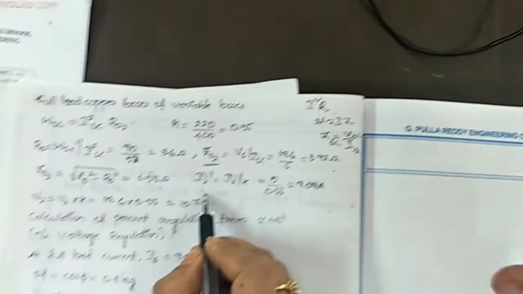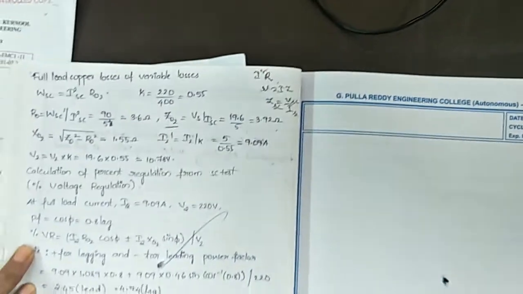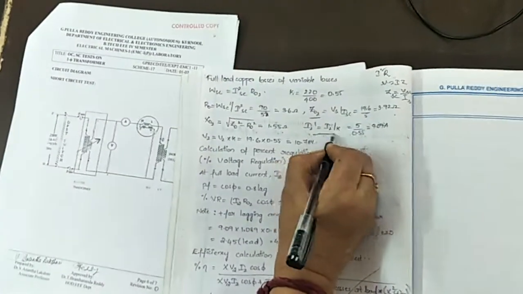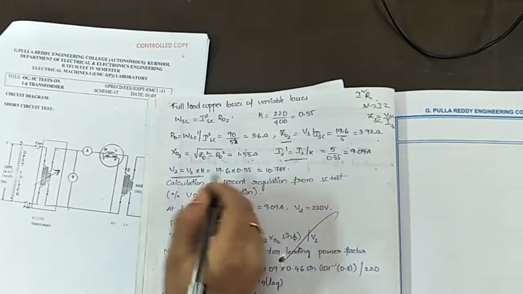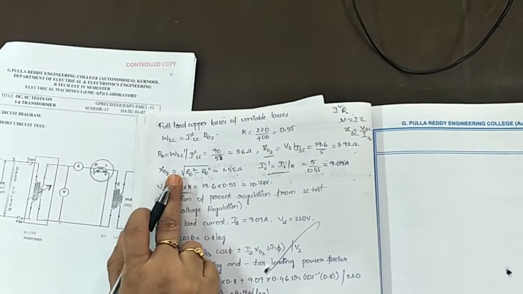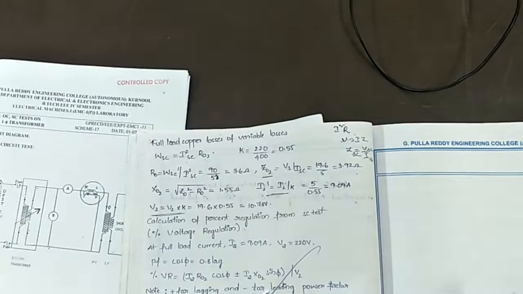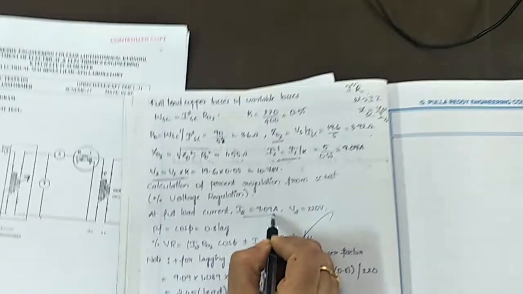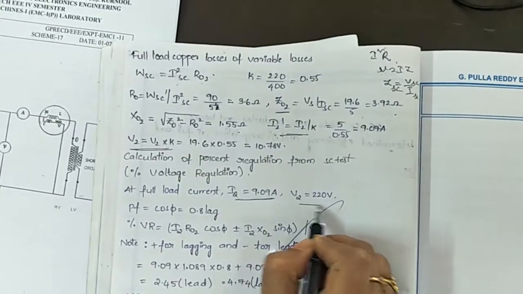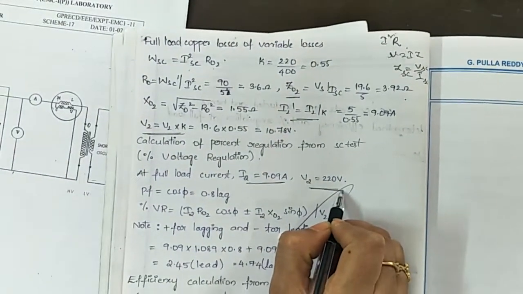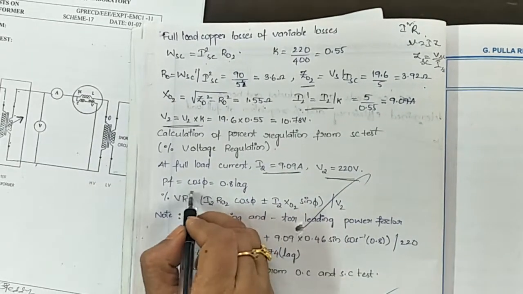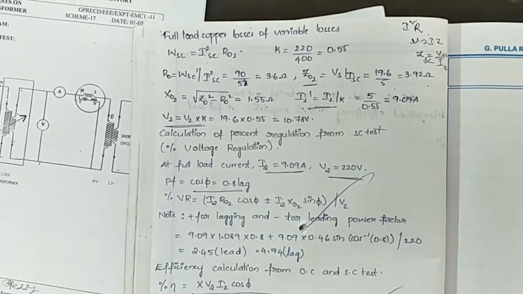So in order to convert the current to the other side, there is no need to consider this I2 dash as well as V2. So once X is obtained, directly you can calculate the voltage regulation based on the values. You know that the full load current is 9.09 and the voltage on the secondary side V2 is equal to 220. So consider for 0.8 lagging power factor.